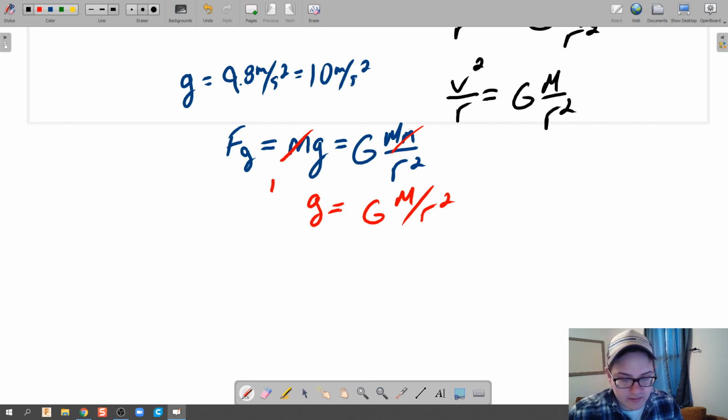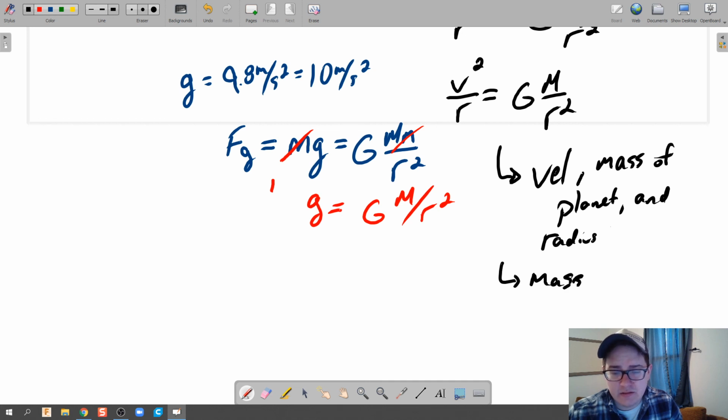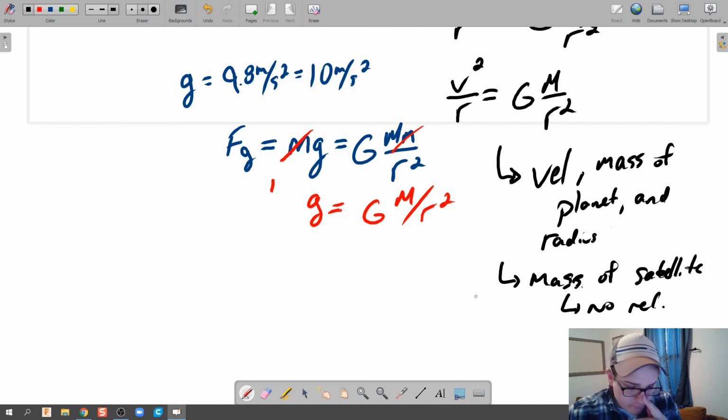What we're able to say here is, I'm just going to write this down. I've already talked about some of this. So velocity, mass of planet, and radius have relationships. What doesn't have a relationship is mass of satellite. It has no relation. And that's I think all I'm going to unpack when it comes to those.